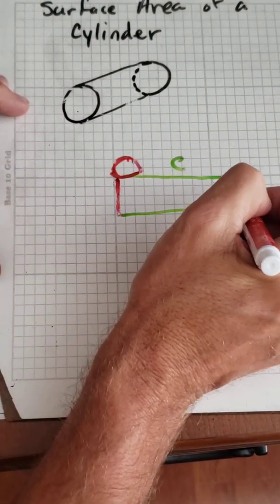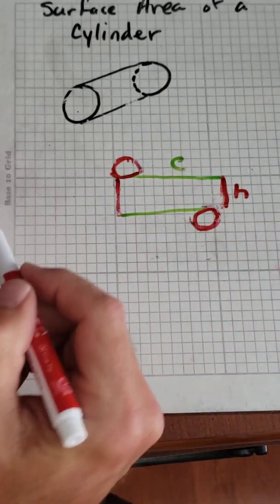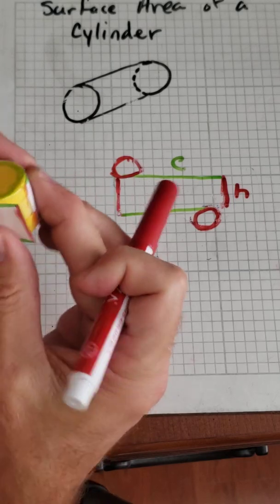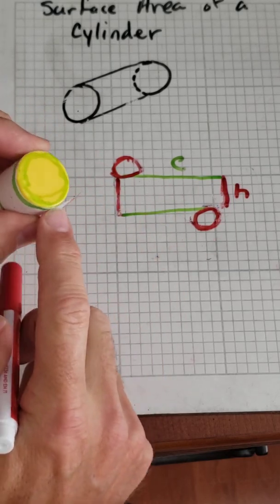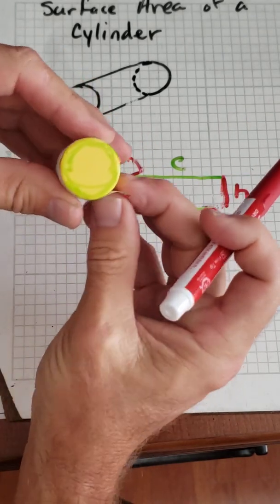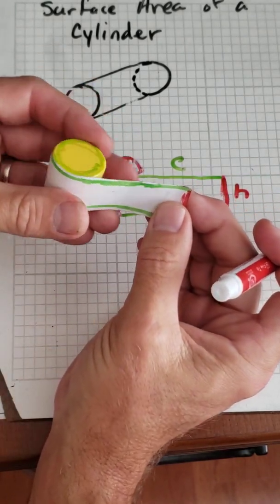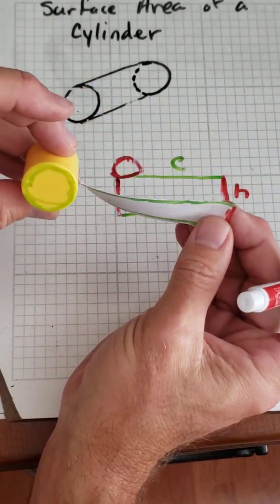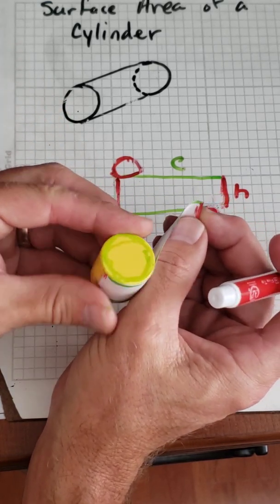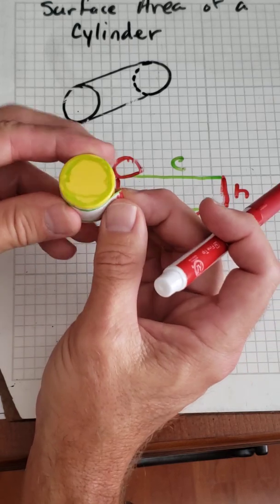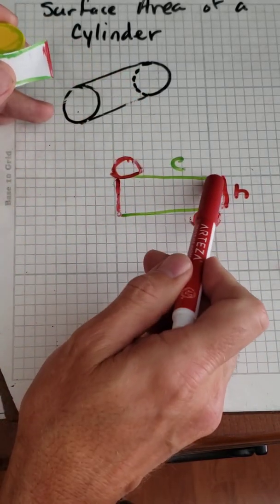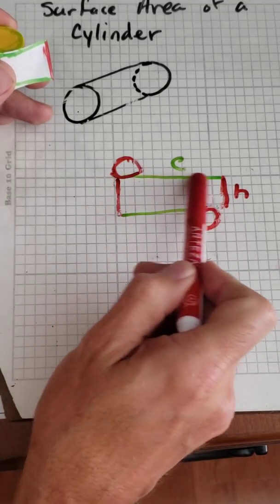Okay, so this is the height between these two bases. The H is the height, and the green is the circumference of that circle. When I unroll this, that green part is equal to the circumference of that circle. It's the same distance because when I roll it around, sure enough, that green goes all the way around the circle. So if I can find the circumference of this circle, I know the dimensions of this rectangle.